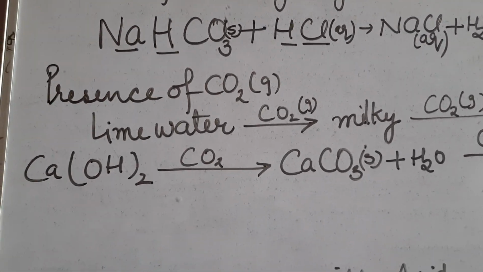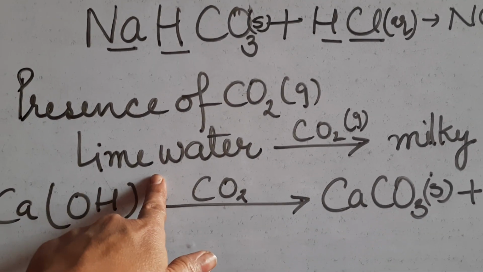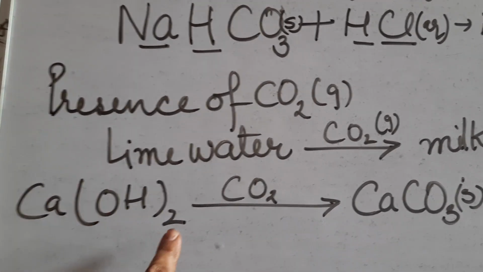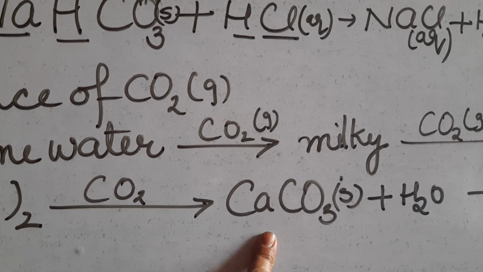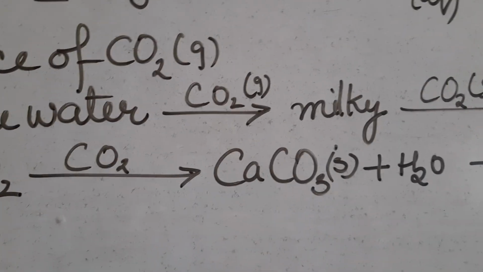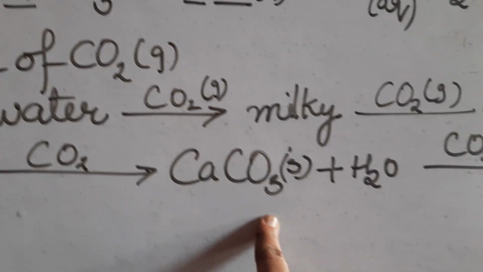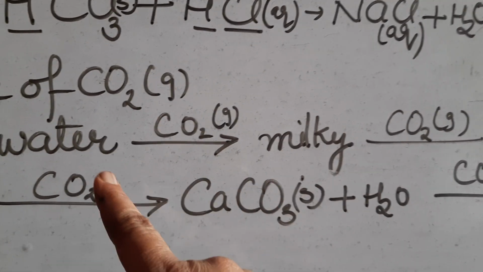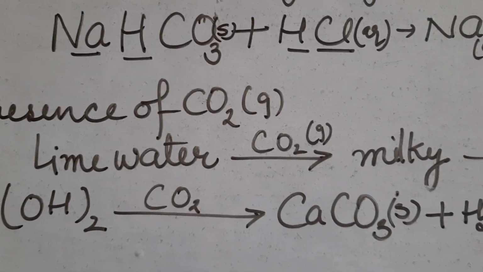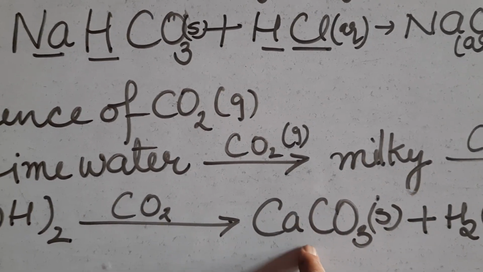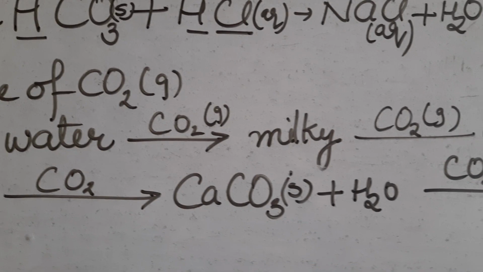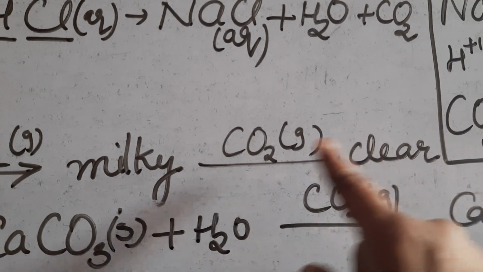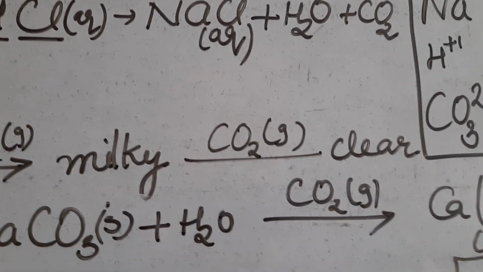When we pass carbon dioxide gas through lime water, that is calcium hydroxide, which is a base, it gives calcium carbonate, which is insoluble in water. That's why the solution becomes milky. When we take lime water in a test tube and pass carbon dioxide, the solution becomes milky due to the formation of calcium carbonate. When we pass carbon dioxide again for a long time, this milkiness disappears and the solution becomes clear.